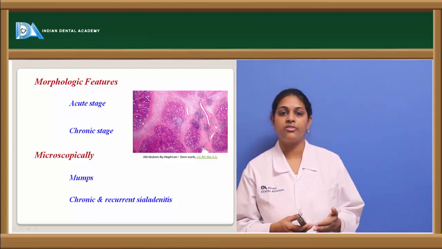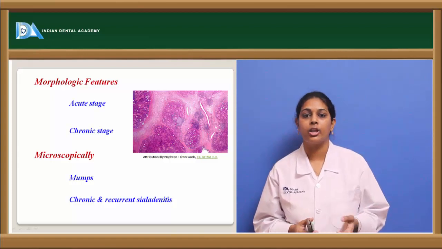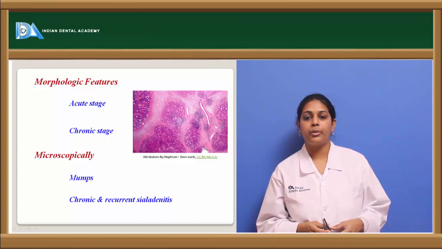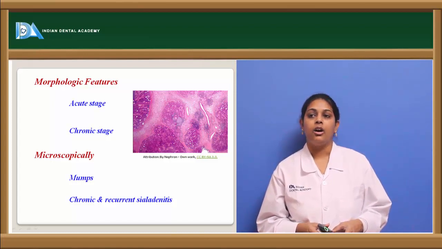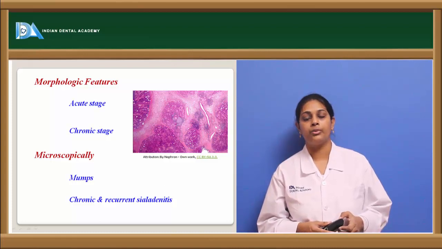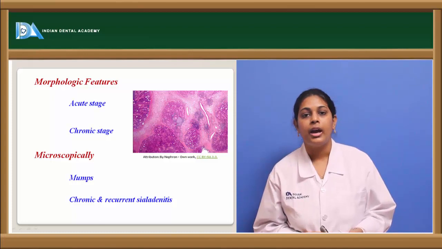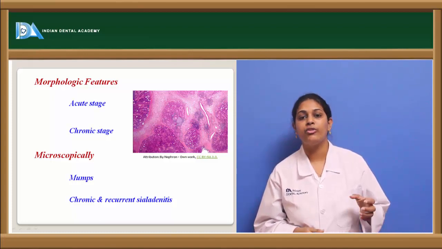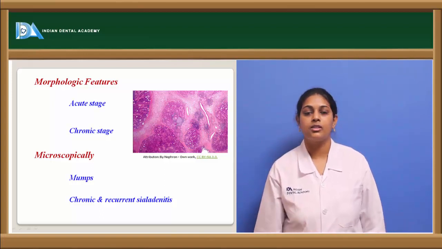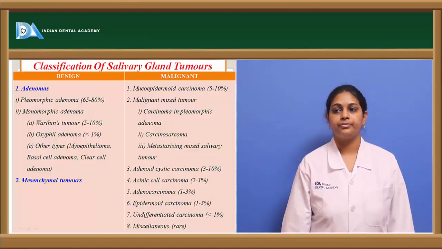Coming to the clinical features, the patient might complain of local redness at the area of sialadenitis, since it's an inflammatory reaction. The patient might also complain of pain and difficulty in swallowing, depending on the location of the gland being involved. In chronic stages, we see a firm fibrous swelling of the associated structures. So these are certain clinical and microscopic features of sialadenitis.